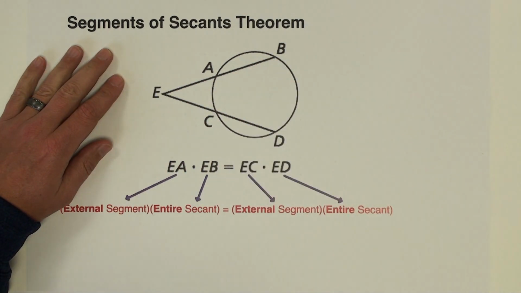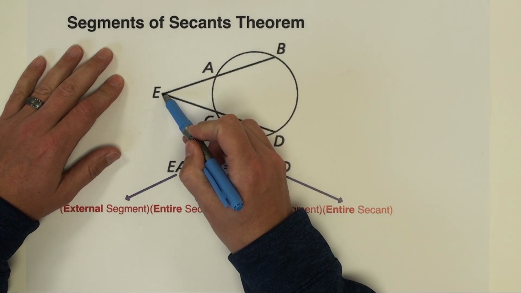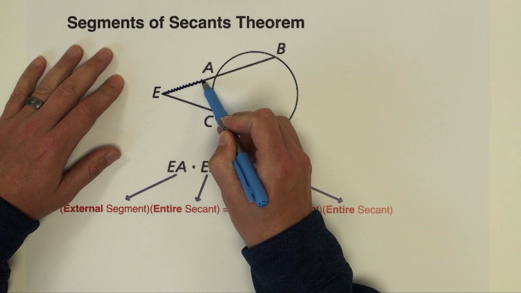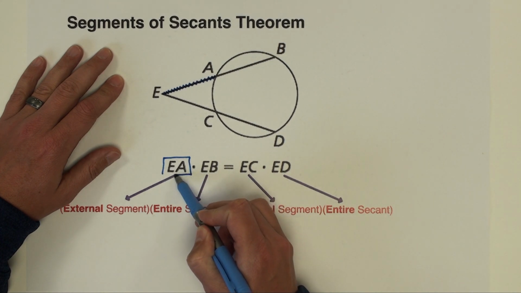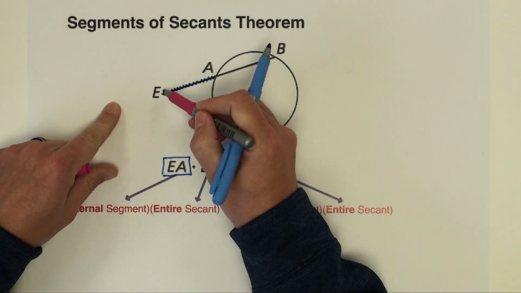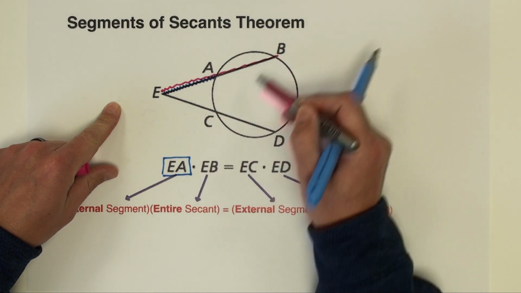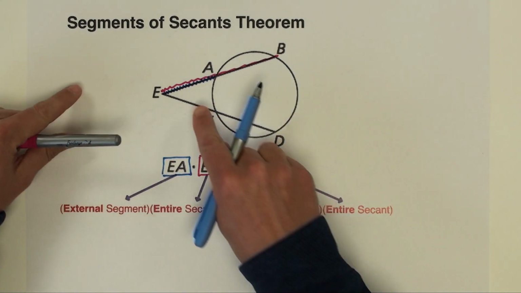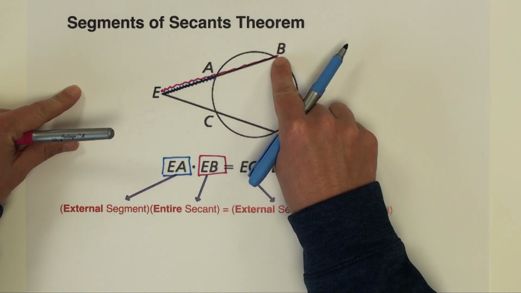And so here's how this is going to work. You start with the external segment. So I'm going to start with EA right here, and we see that right here. And then I'm going to multiply that by the length of the entire segment, EB. You see that right here. So it is the outside or external piece, and we're going to multiply by the whole thing.